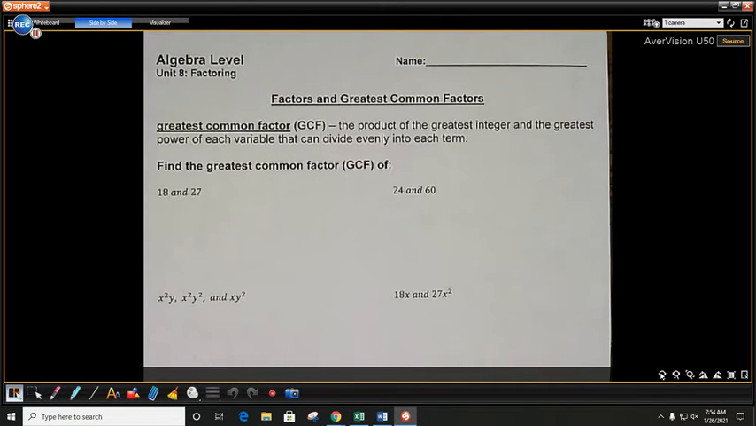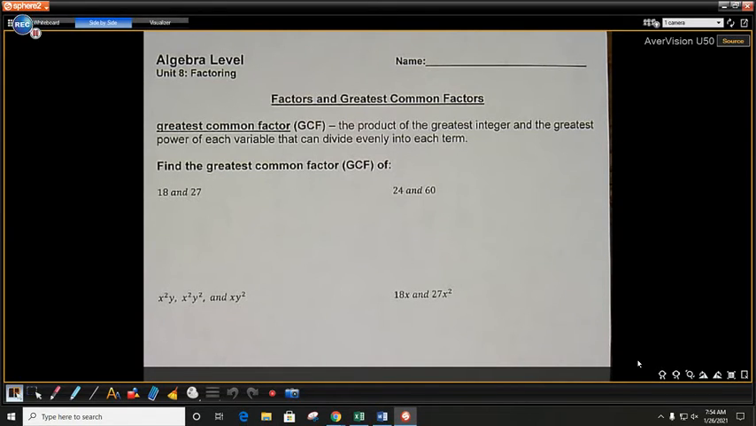Hi guys, it's Mrs. Hunt, and today we are going to start factoring. Factoring is like the opposite of what we did in a lot of last unit, which was multiplying. Remember, factors are things that multiply together to give you a value. So today we're going to start out with greatest common factors.